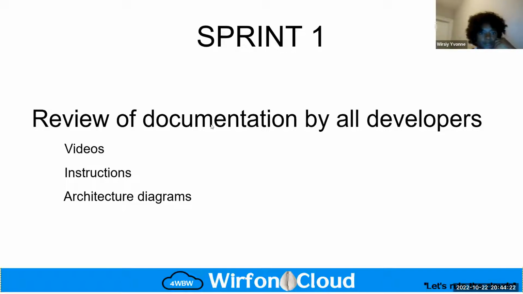So our first sprint, what did we do? We reviewed our documentation. All developers reviewed the documentation. And how did we do this? We watched the videos, and we read the instructions on what to do, because it was done in stages in each sprint, so we had to review, watch, and read the instructions on how to do that. And we also drew our own architecture.